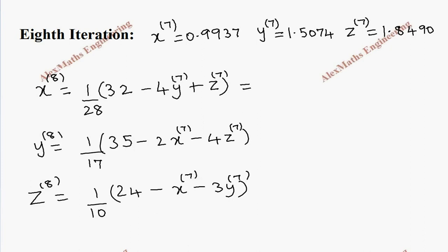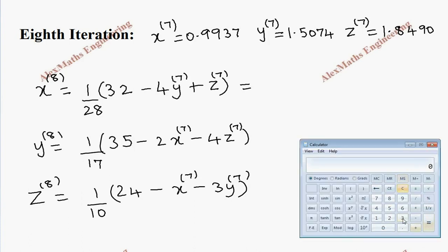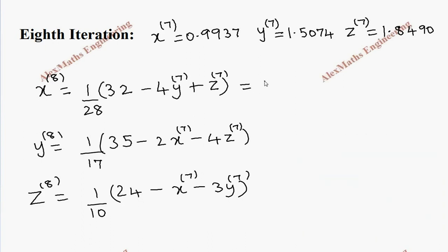Now coming to the calculation, take the calculator. This value: 32 minus 4 into 1.5074, then plus z of 7, which is 1.8490. This whole value divided by 28, we get 0.99355. When we round off, 0.9936. Somewhat it is getting closer.